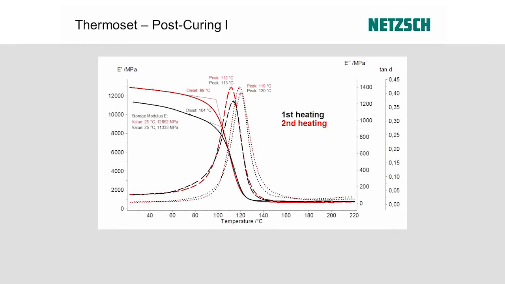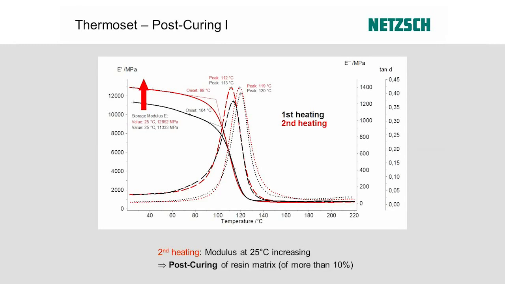You see in this graph, the black curve is the first heating, the red curve refers to the second heating of the sample. And if we look at the application temperature, let's say at room temperature, at 25 degrees, we see a significant increase in the storage modulus due to the second heating. So what is that? That is, as the topic already says, nothing else but post-curing of the resin matrix. So my polymer is not fully cured.